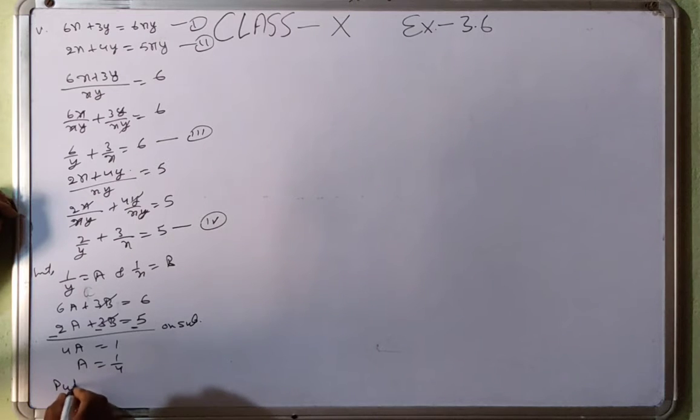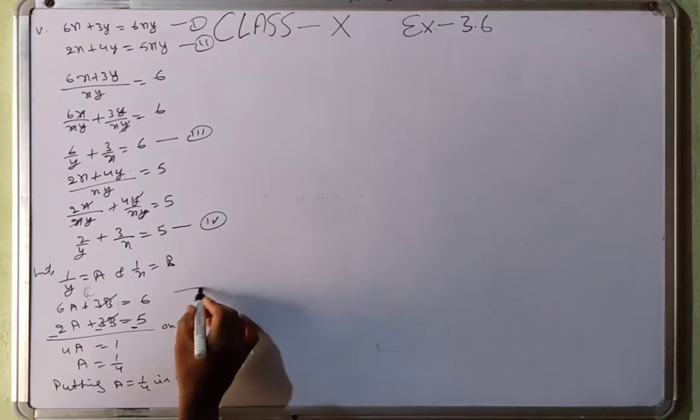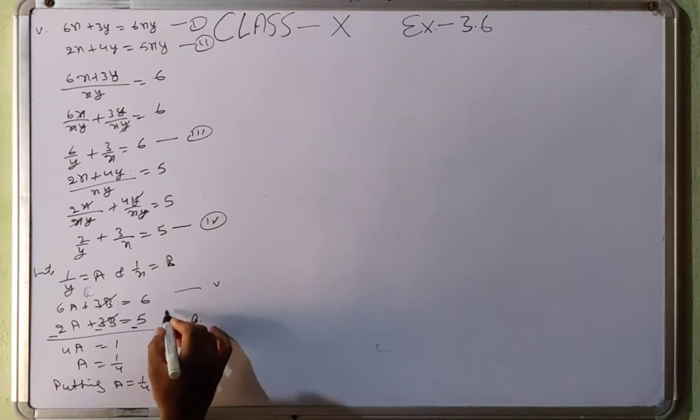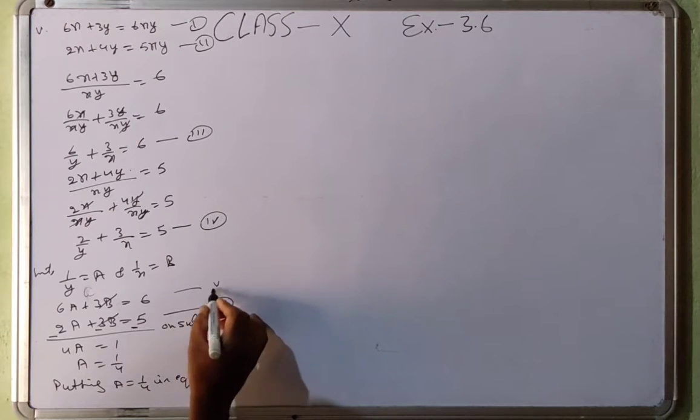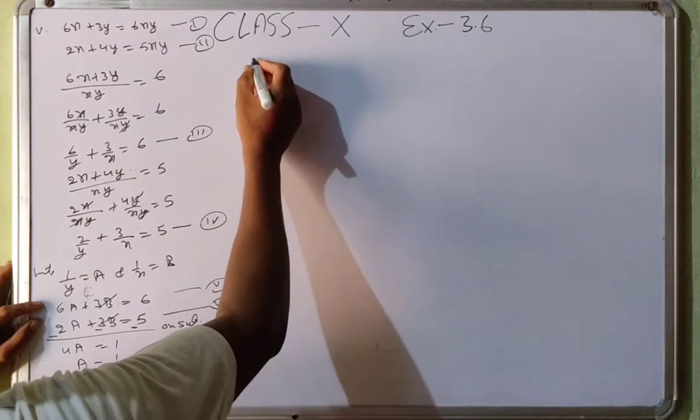Now putting a is equal to 1 upon 4 in the fifth equation, or this will be the sixth equation. In which equation will we place it? Fifth or sixth, because there is a and b. So which will be better? Sixth.